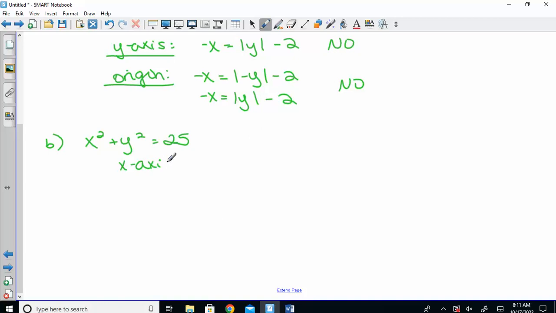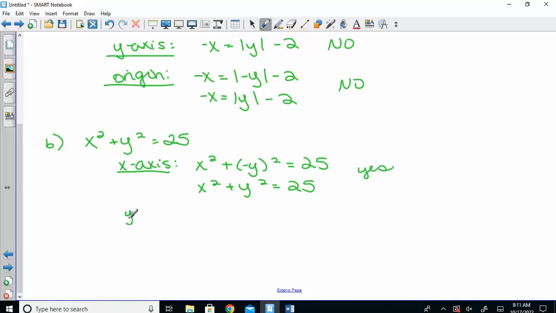So if I want to check the x-axis, what do we do? Change the y. If you square a negative, it becomes positive. So that's what we started with. So this one is symmetric to the x-axis.